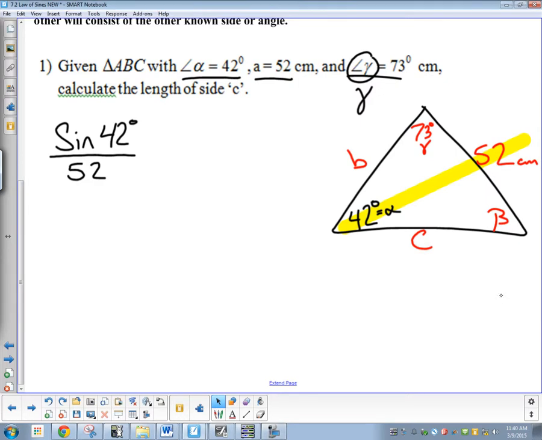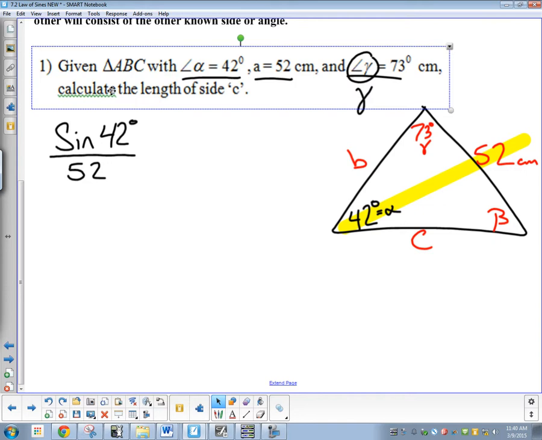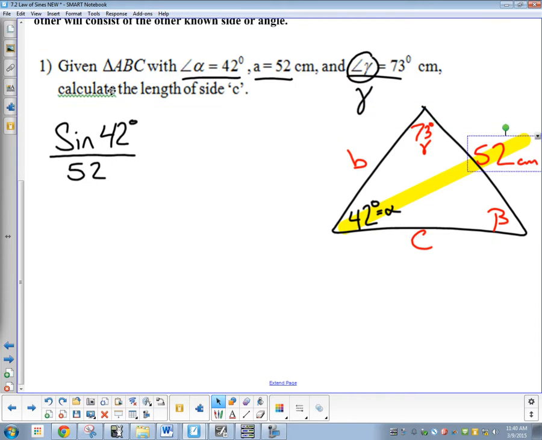Okay, I started recording late, but I drew the triangle that they gave me so far. I made sure A was across from alpha and gamma was across from C. To do law of sines, which is what we're trying to do here, we need to know two things across from each other. So in this problem, we said we knew 42 degrees and the side of 52.